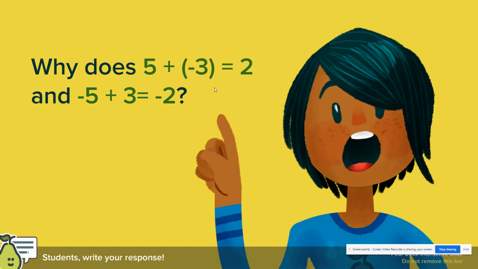Why does 5 plus -3 equal 2, and -5 plus 3 equal -2? 5 plus -3 equals 2. -5 plus 3 equals -2. Why is that? I need you to pause, take a moment to look at those two numbers. Okay. And hopefully you see the 5 is greater than the 3. The 5 is positive, so the answer is going to be 2. Here, the absolute value of -5 is 5, and that makes it greater than 3. That has a negative sign. Therefore, the answer is going to be -2.